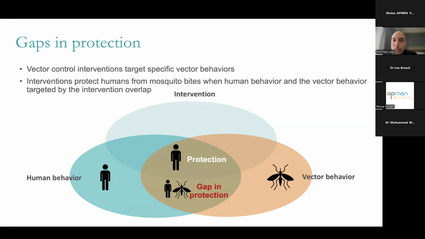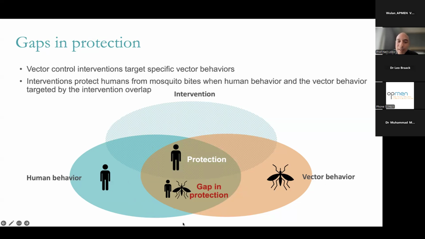Interventions protect humans from mosquito bites only when the human behavior and the vector behavior that are targeted by the intervention overlap. So let's say we have an intervention here, let's say it's bed nets, right? And it overlaps with both humans and vectors. I'm going to back that up and repeat that again because I think I went through it in the wrong order. So human behaviors and vector behaviors, they overlap.